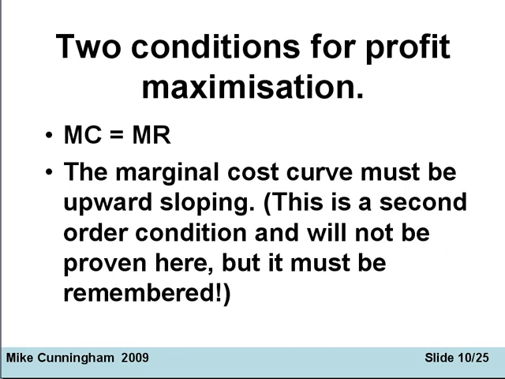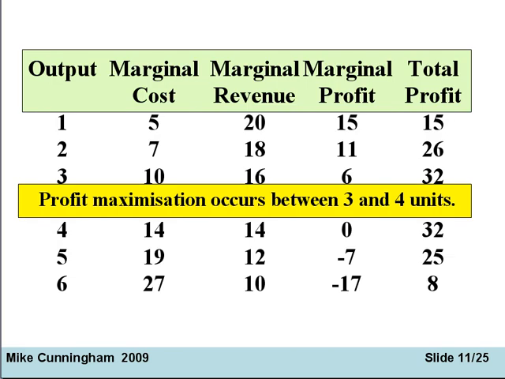Okay, let's get practical and look at a table and see what's going on here. See if we can identify things. There's an output table. We've got output in the first column. The outputs run from 1 to 6. We have marginal cost in the second column, marginal revenue in the third column. Then we have one called marginal profit. We haven't met this one before. Marginal profit, and we have total profit.